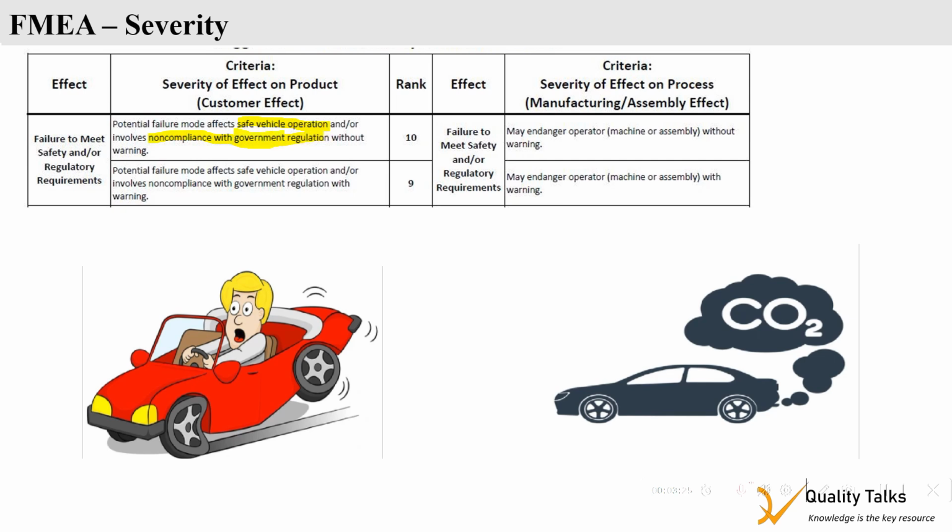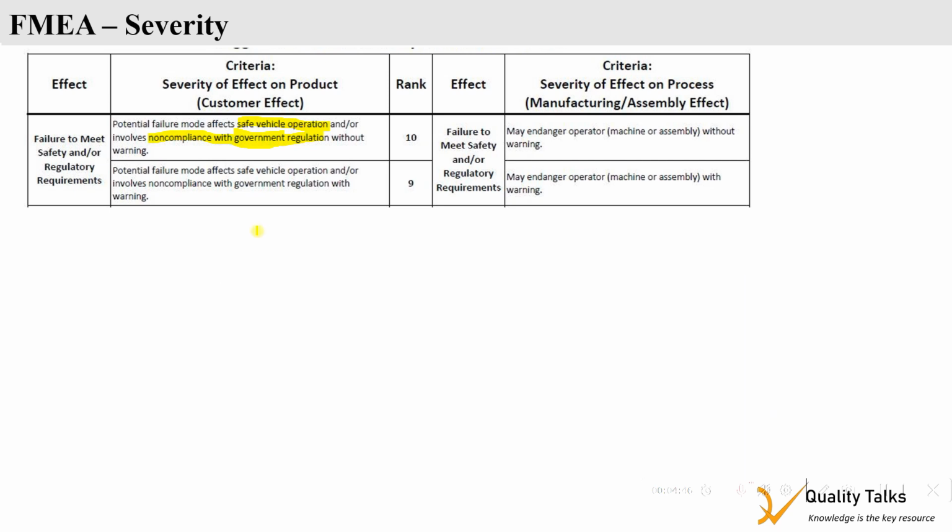So vehicle meeting an accident is impacting safe vehicle operation. So take a case where brake fails. It means safe vehicle operation is impacted. Non-compliance with the regulation. Take a case, our vehicles in India now are with the BS6 emission compliance. So any failure which results in non-compliance with respect to the BS6 emission norms will fall in this category.